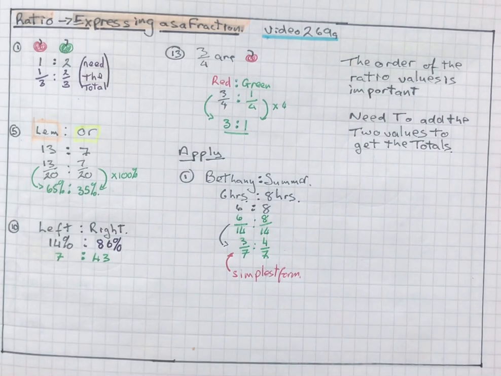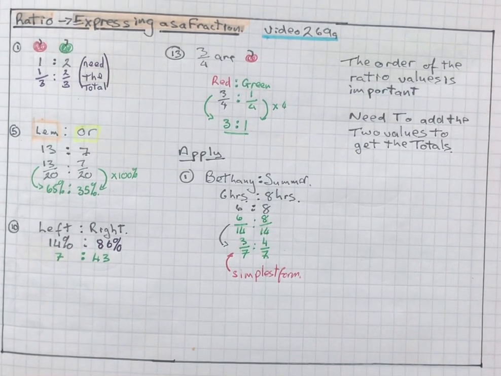Question 10 says, if 14% of the people surveyed are left-handed, express that as a ratio. Well, that means 86 must be right-handed, and then I can simplify and halve both numbers to get 7 to 43 as my ratio. Again, the order is important.